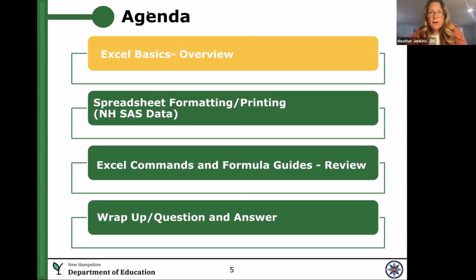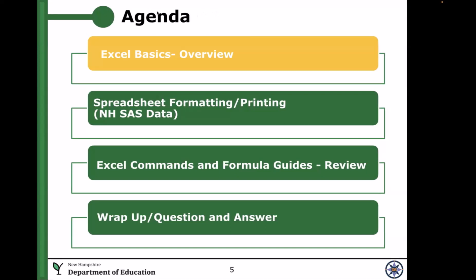I'm also going to turn off my video so that you have a little bit more of your screen to see. Because this is a webinar for anybody who's super beginner to somewhat intermediate, I wanted to go over first and foremost the Excel basics. I want to talk a little bit about spreadsheet formatting, printing, and all of that with New Hampshire SAS data. We're going to use modular data today, just for you to see, but this could be any piece of data that you're looking at that's related to the assessment or even to other assessments that you might have in spreadsheet form. I'm going to teach you a little bit about some of the commands and formula guides, and then we're going to wrap up and answer any additional questions.